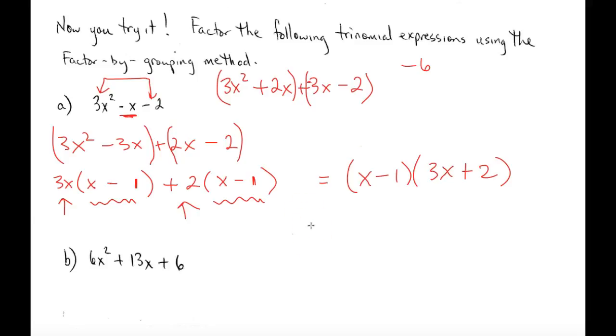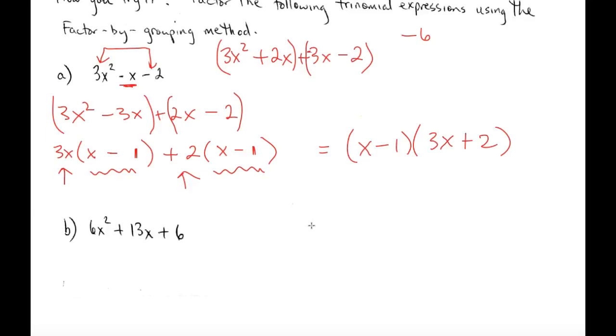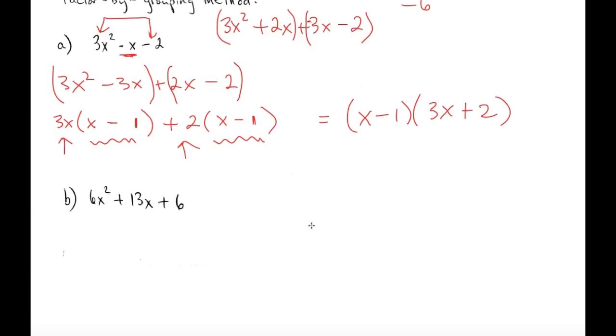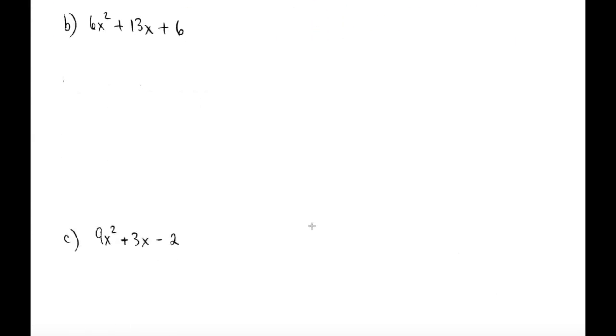All right, so please note that we could have done the same thing by the trial and error method, but I'm just using the factor by grouping method here to showcase. All right, so for the next example, I'll go ahead and do the same thing. We'll multiply the first and last coefficients. We will get a 36.